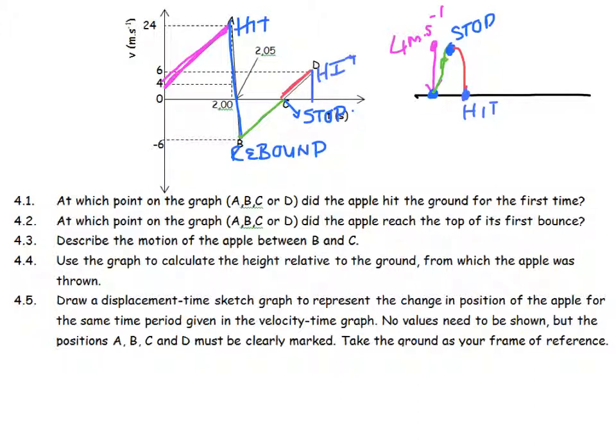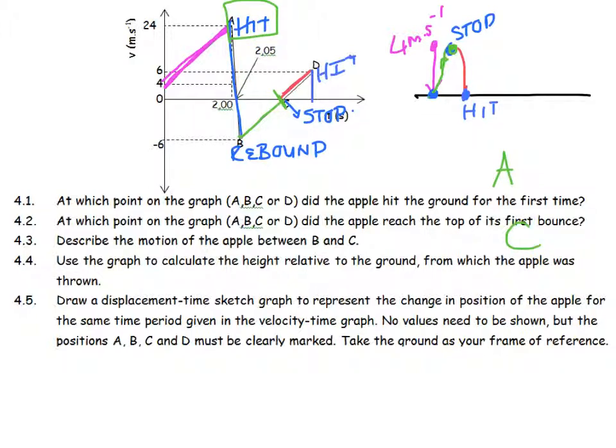So let's try and interpret what the questions are that they're asking. At which point on the graph, A, B, C, or D, did the apple hit the ground for the first bounce? Hit the ground over here at point A. At which point on the graph A, B, or C did the apple reach the top of its first bounce? That's at the stop moment, so that is C.